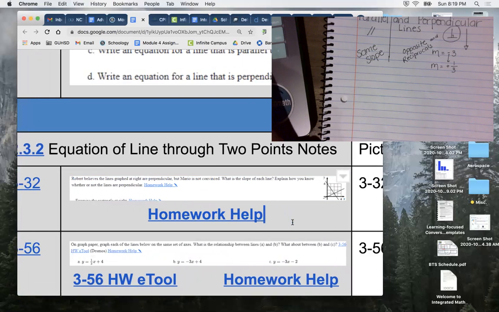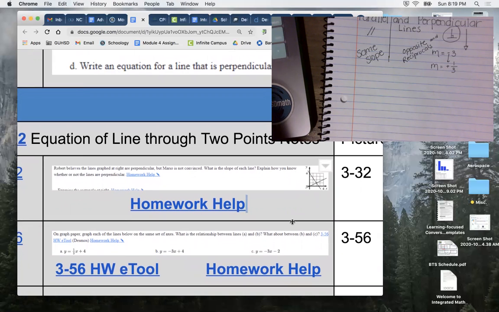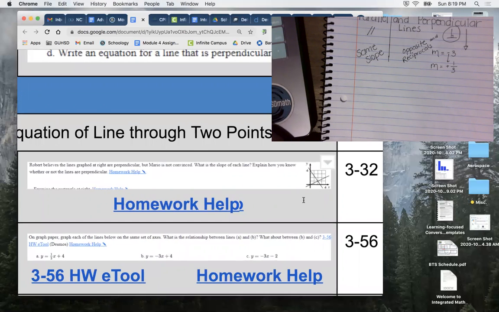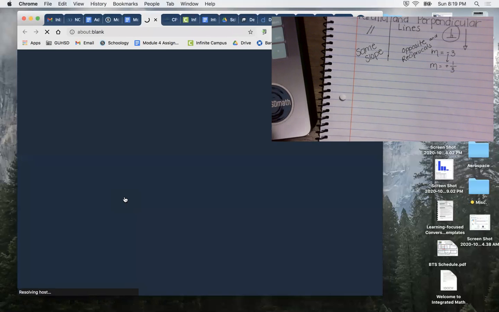It says Robert believes that the lines graphed at right are perpendicular, but Mario has not been convinced. What is the slope of each line? How do you know whether they are perpendicular or not? So in this one, I would definitely plug in points for this. And I actually have to go to the book because that's a really little graph. So I am going to go to the book to show you guys.